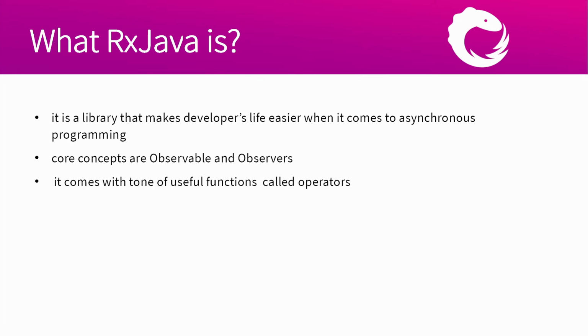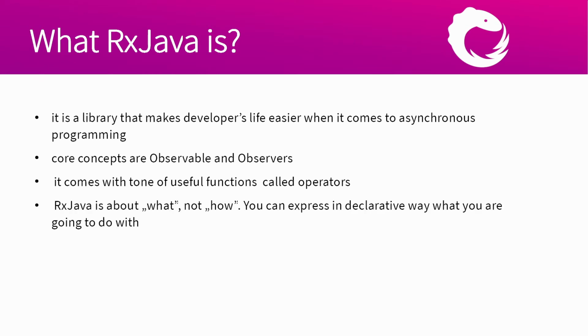RxJava comes with a ton of useful operators, and these operators are simply the backbone of RxJava, the base thing which makes RxJava so powerful. We have, for example, operators for creating observables, transforming them, filtering, combining, and much more. And of course, we have a ton of operators which allow us to manipulate the data so we can achieve, let's say, almost everything we want with our data.